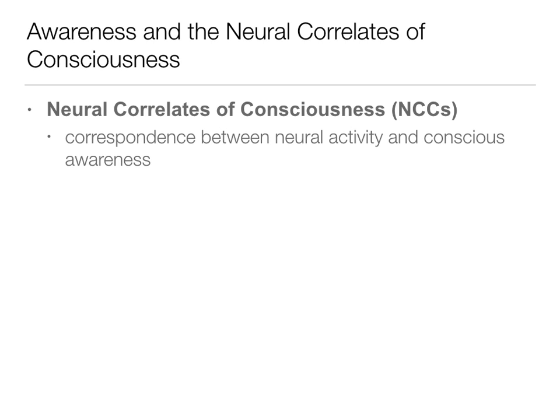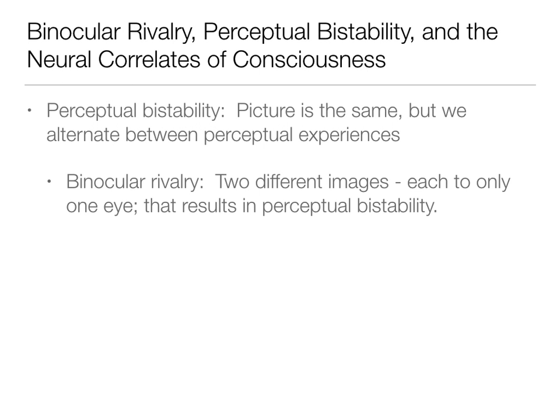And so one of the ways that they're studying this, trying to find this correspondence between the neural activity and the conscious awareness, is through perceptual bistability. Perceptual bistability is that the picture doesn't change. The picture is the same, but we alternate between perceptual experiences. One of the ways they test this is something called binocular rivalry. And this is where there are two different images superimposed upon each other.